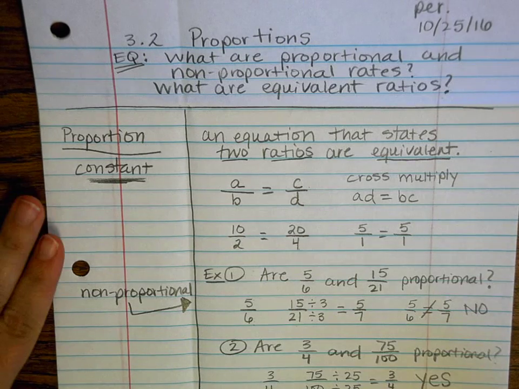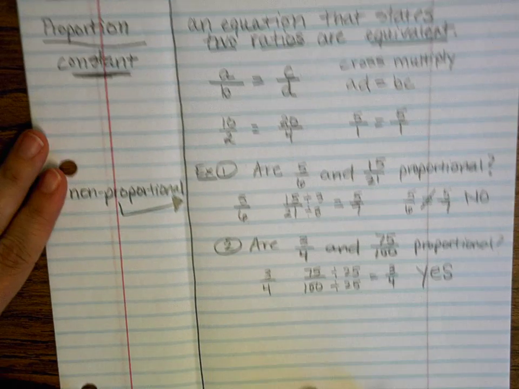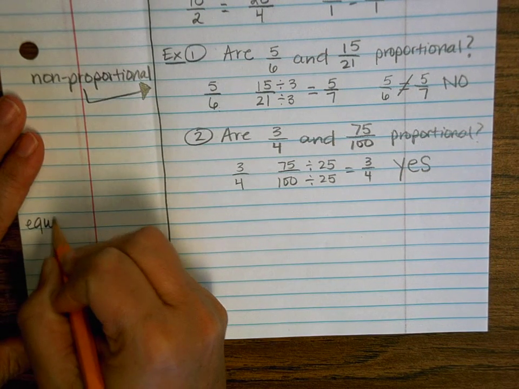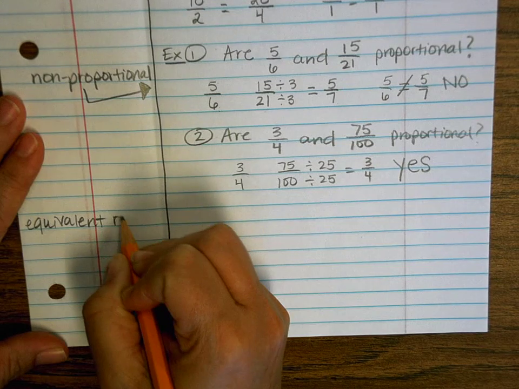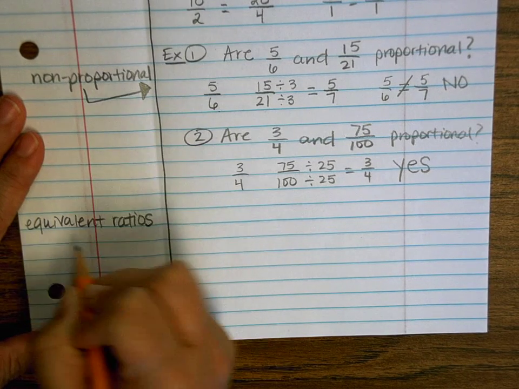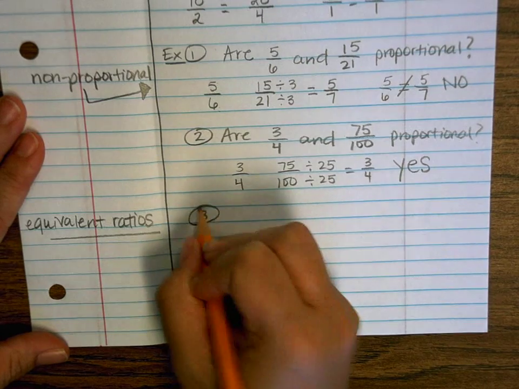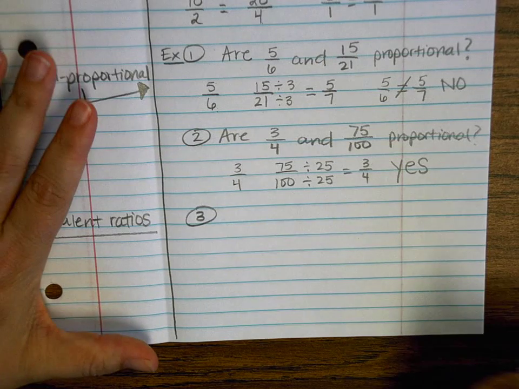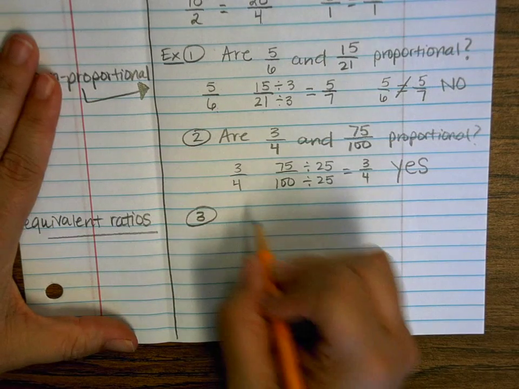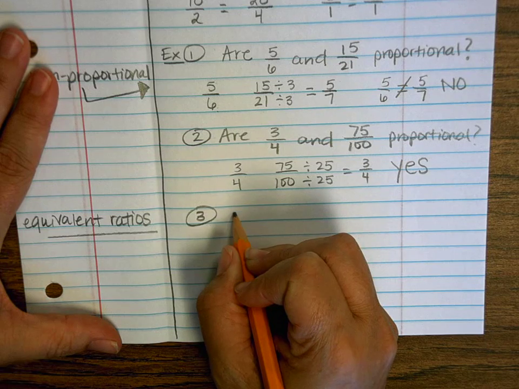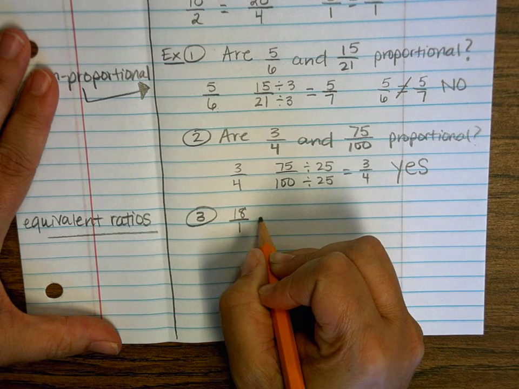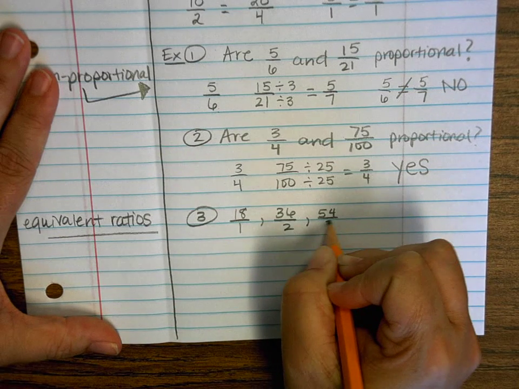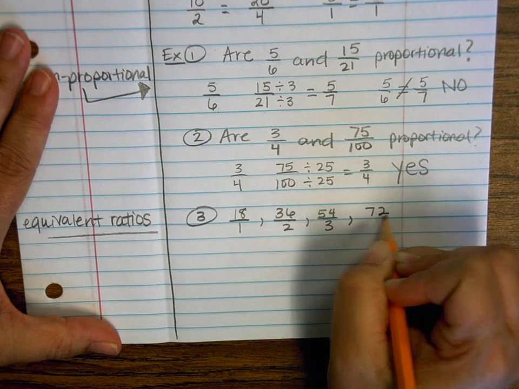Let's set one of those up. So, you need to answer that. So on the left-hand side, put equivalent. This is the last thing. Equivalent ratios. And we'll do example 3 like that. Okay? So I'm going to give you a bunch of fractions or ratios, and then we have to figure out, are they equivalent? So I'm going to put 18 over 1, and then 36 over 2, and then 54 over 3, and then 72 over 4.